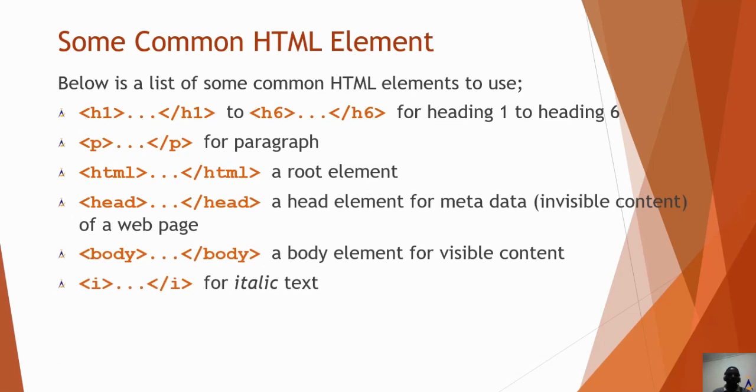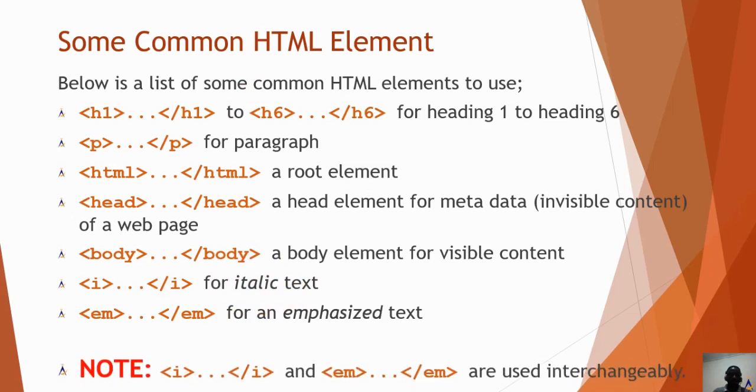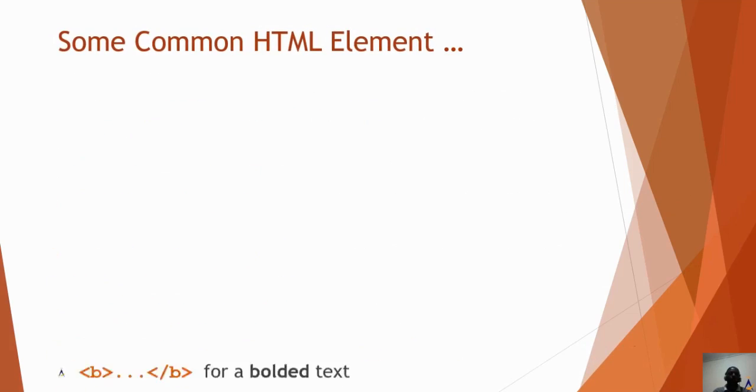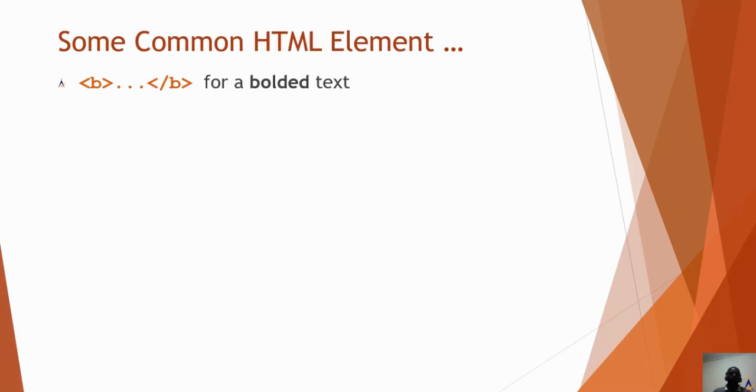Also, we have i for italic, and we have em for emphasize. Note that i and em are used interchangeably, so you can opt for either i or em for defining an italic text. We have b for bolded text. We have strong for a strong text. However, b and strong are used interchangeably to define a bolded text, so you can opt to use either b or strong if you want to define a bolded text.